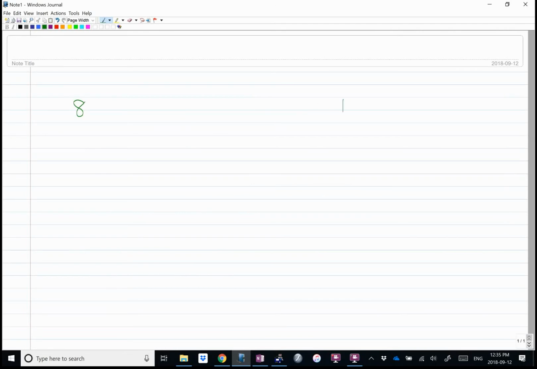8 has 1 sig fig. 12 has 2 sig figs. 4,382, anyone want to guess? 4 sig figs. So we start out like that. Now it's going to get weird. 30 has 1 sig fig, not 2. 300 has 1 sig fig, not 2, not 3, 1.